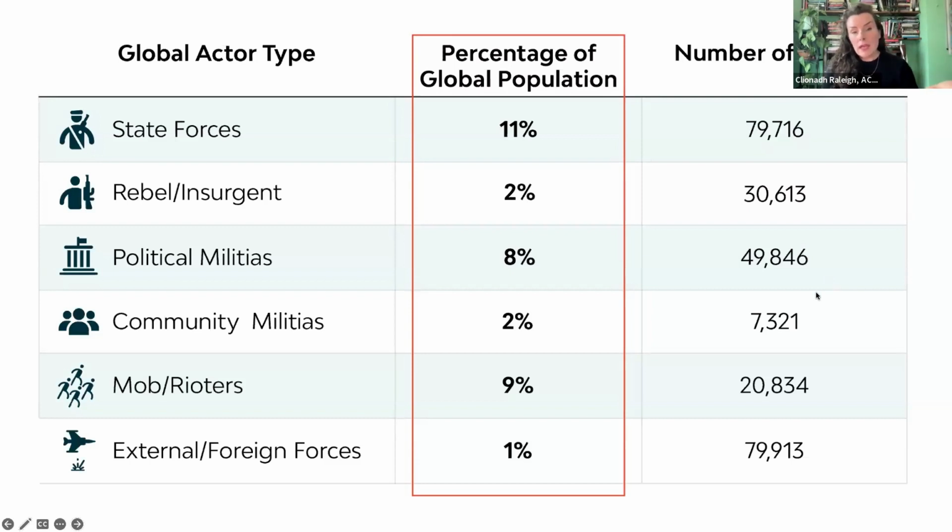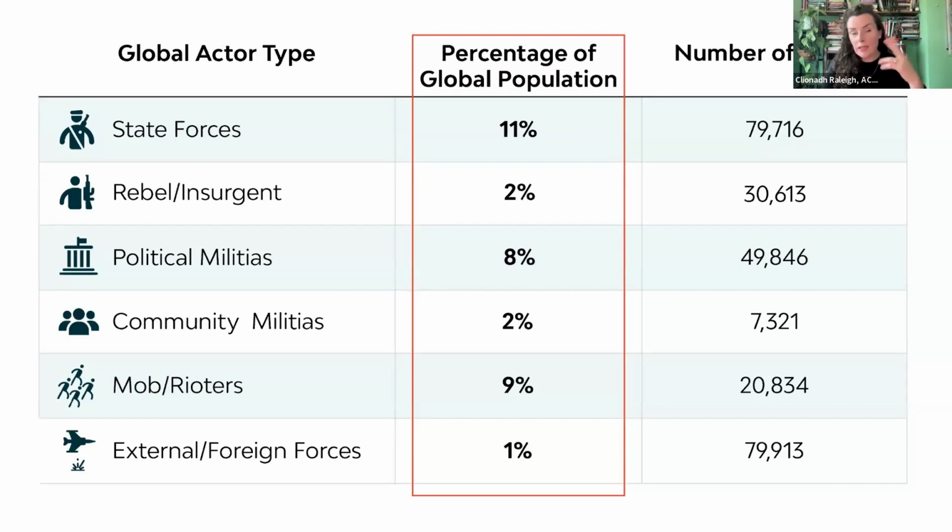So as you can see here, state forces exposed 11% of the global population to conflict last year. Rebel and insurgent forces exposed 2% of the global population to conflict. Political militias exposed 8%, community militias 2%, mobs and rioters 9%, and external or foreign forces 1%. I'm going to make 2 points with this graph.